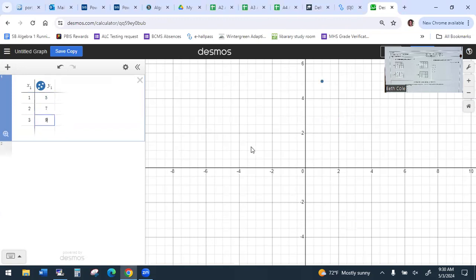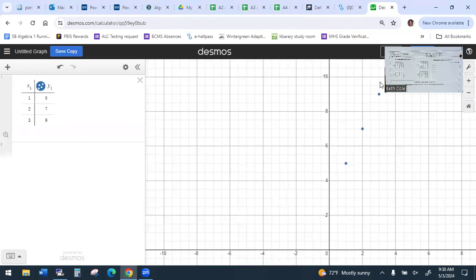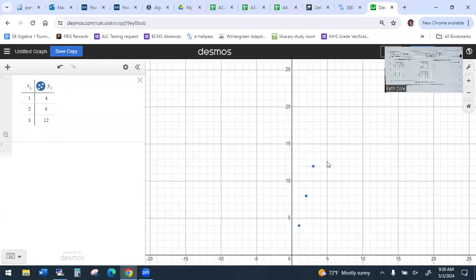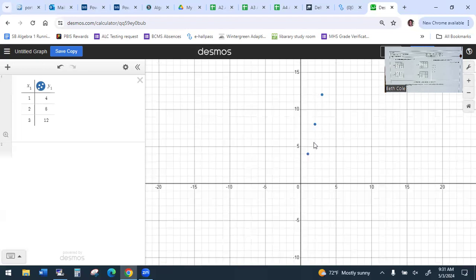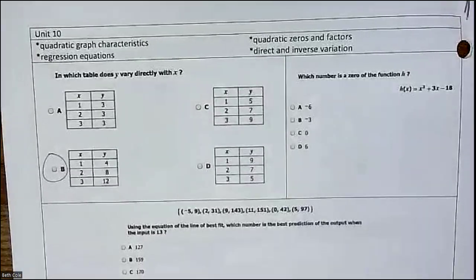All right, 5, 7, 9. That makes a line, but is it gonna go through the origin? No. All right, so let's do the next one. What is the next one? 4, 8, 12. What do you think about that one? Here, let me put 0, 0 on the chart. There, does that look like that matches up? I think that's our answer. Here, let's try the last one. What is it? 9, 7, 5. Oh, yeah, that's not gonna work. So it's definitely gonna be B for that one.